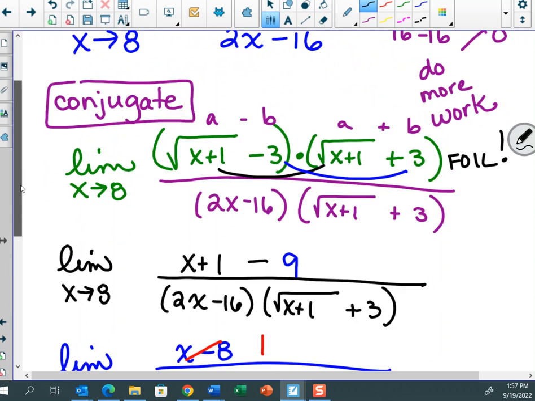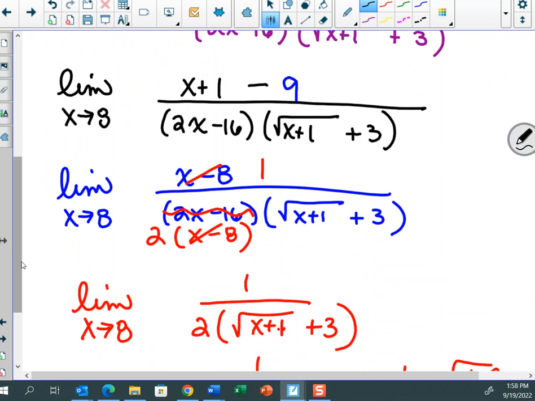Okay, so then, yeah, I didn't show all that. So all of this turned into x minus 8. My 2x minus 16 I wrote as 2 times x minus 8, and then my x minus 8 could go. Okay. I think that, I'm going to stop.